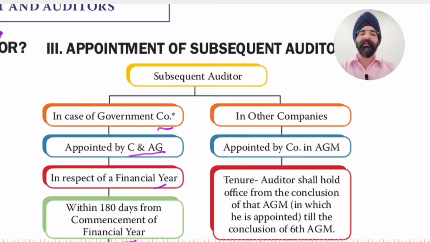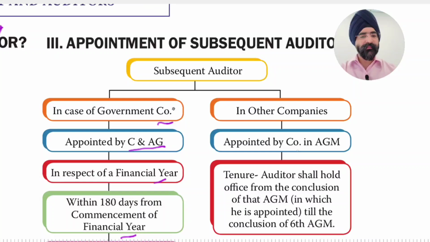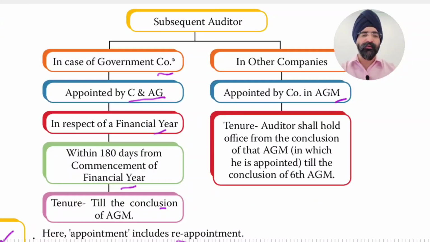Now, in any other company other than a government company, the auditor is appointed by the company in the annual general meeting. The auditor shall hold office from the conclusion of that AGM in which he is appointed till the conclusion of the sixth AGM, means from that AGM till the sixth AGM. Suppose it is the first AGM, then till the sixth AGM. So for 5 years, the auditor is appointed.